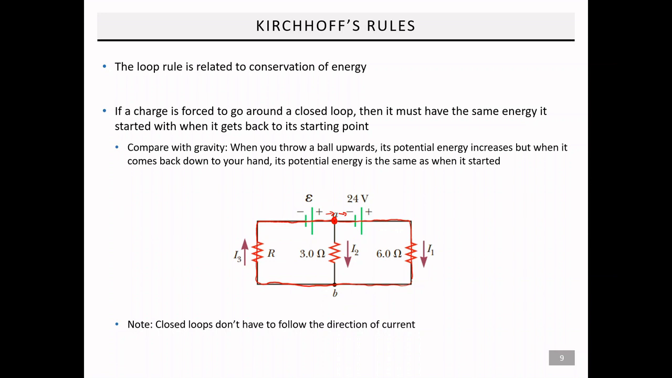Another not necessarily perfect mechanical analogy comes with a comparison to gravity. When you throw a ball upwards, the potential energy of that ball increases until it gets to the top, and then that potential energy decreases again as it comes back down. And when it gets back to your hand, it has the same potential as when it started.